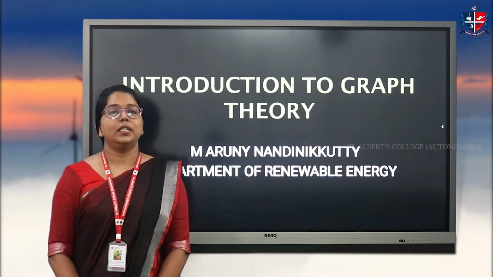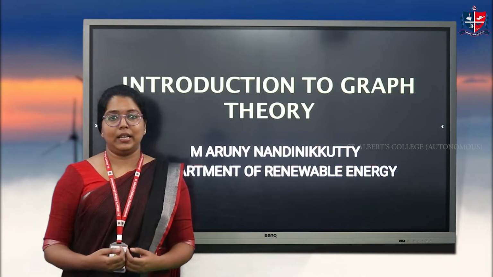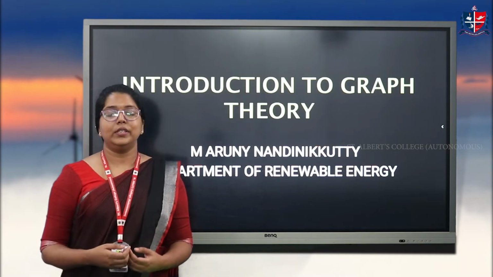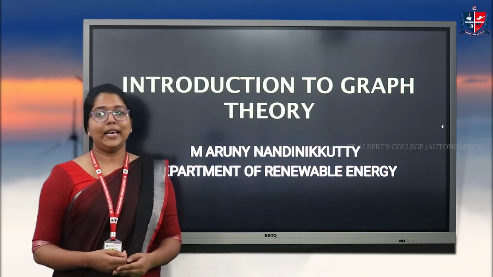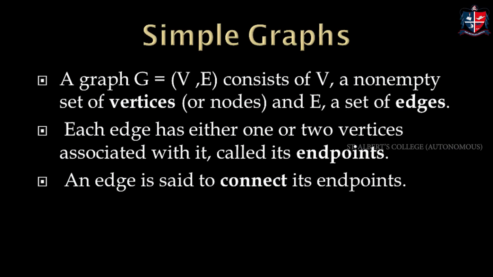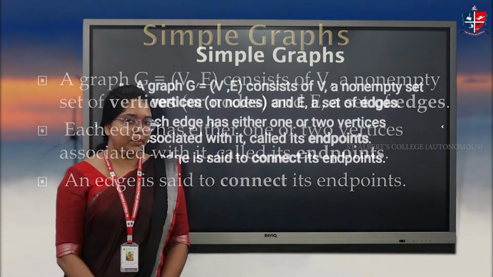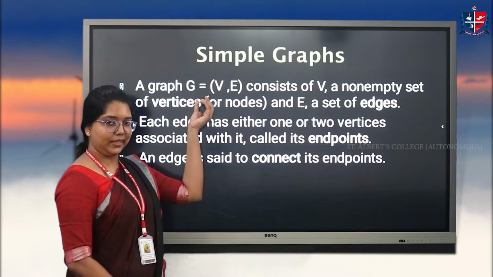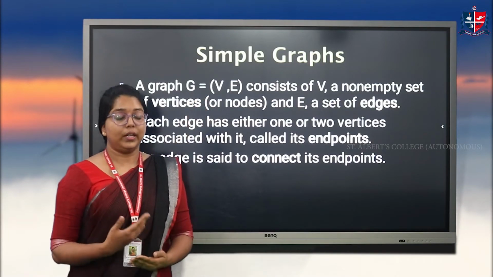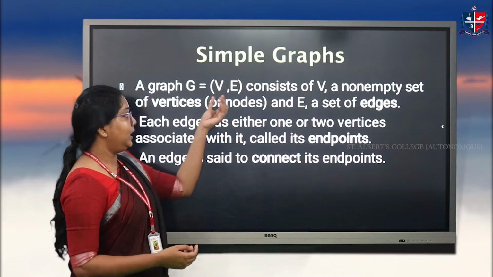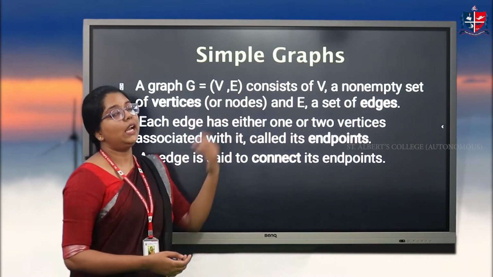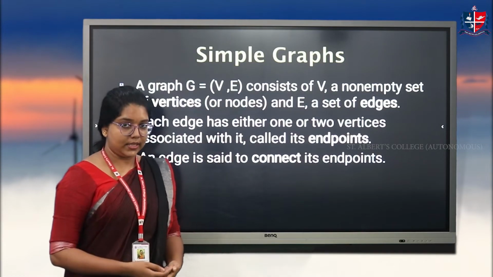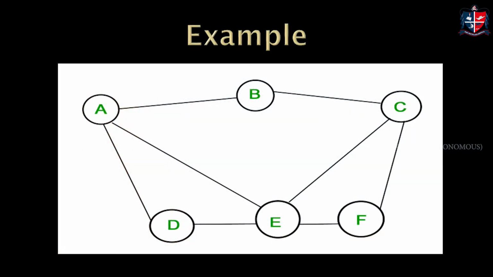Graph theory is a very important application level mathematical subject which is mainly used in computer science. So first let's see what a graph is. We will begin with the definition of simple graph. A simple graph, notation capital G, consists of two different sets, capital V and capital E. Capital V is the set of vertices and capital E is the set of edges. We'll see what vertices and edges are.